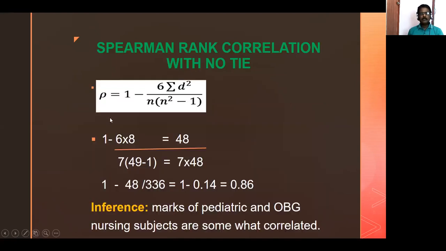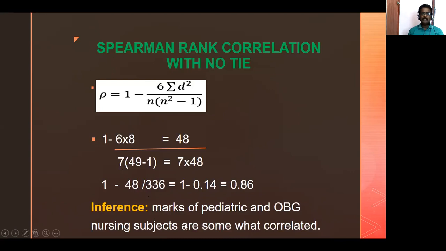So the formula is rho equal to 1 minus 6 sigma d square divided by n into n square minus 1, or n cube minus n. So 6 sigma d square, where sigma d square is 8, equals 48. n is the number of students, 7 students. So 7 into n square, 49 minus 1, so 7 into 48, the value is 336. So 1 minus 48 by 336, that is 1 minus 0.14, equal to 0.86.